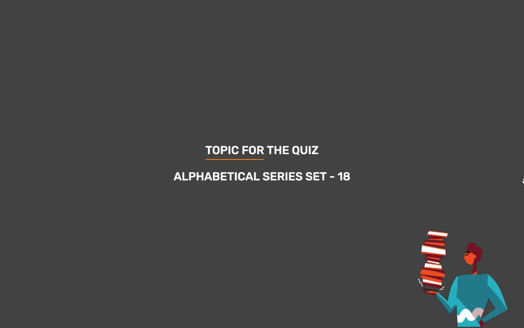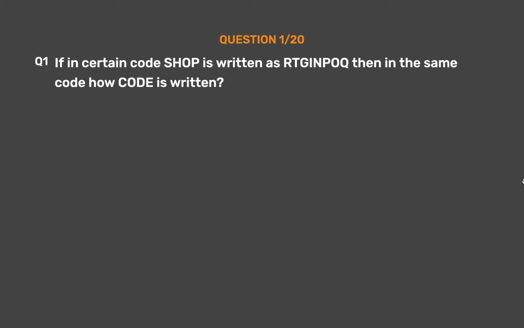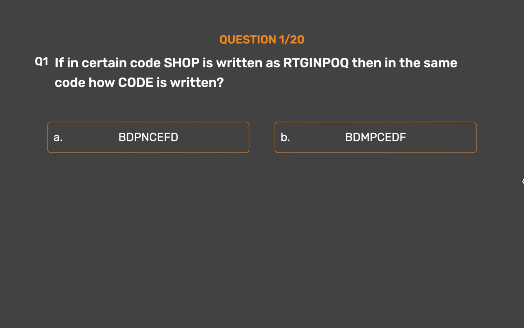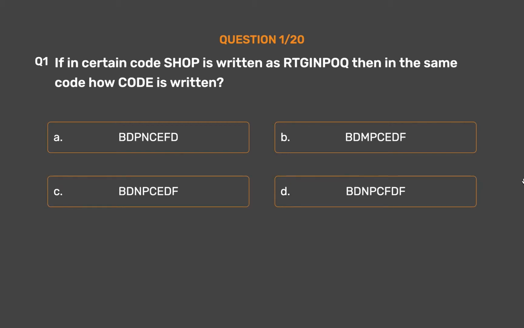Topic for today's quiz is Alphabetical Series Set 18. Question number 1. If in a certain code shop is written as ginpok, then in the same code how code is written? Option A. Bdpnsft. Option B. Bdmsedf. Option C. Bdmpsedf. Option D. BDNPCFTF. Option E. None of these.